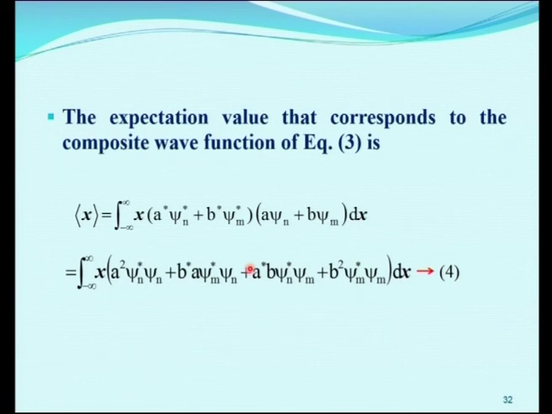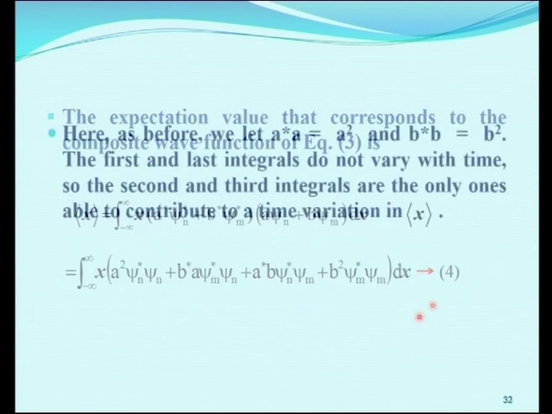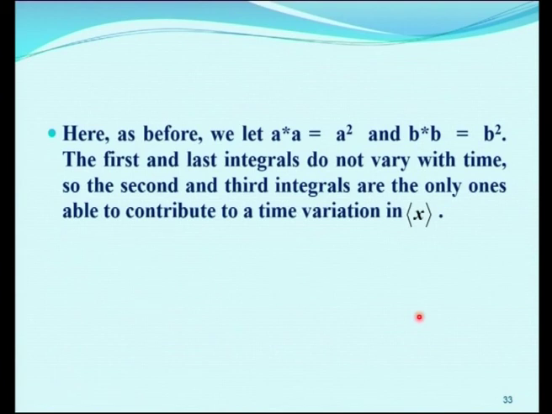The expectation value corresponding to the composite wave function is: expectation of x equals integral from minus infinity to plus infinity of x into (a star psi n star plus b star psi m star) into (a psi n plus b psi m) dx, that is, integral minus infinity to plus infinity x into a square psi n star psi n plus b star a psi m star psi n plus a star b psi n star psi m plus b square psi m star psi m dx. This is equation number 4. Here, as before, we let a star a equal a square, and b star b equal b square. We take this into account in our case.